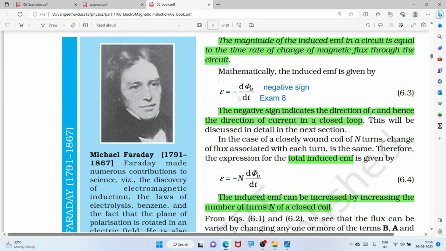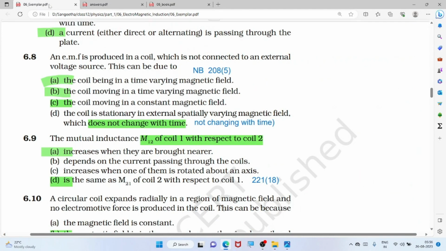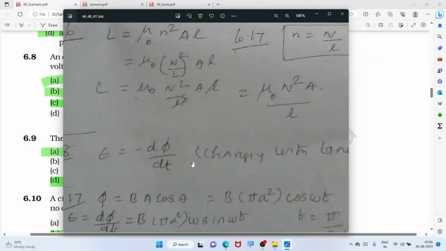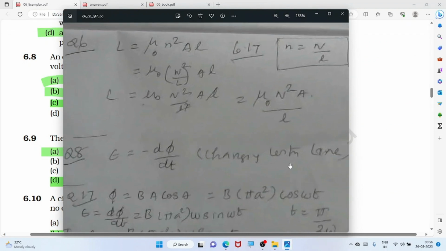Okay, this is changing with the time. Only then will this flux change with the time. See here, changing with the time.